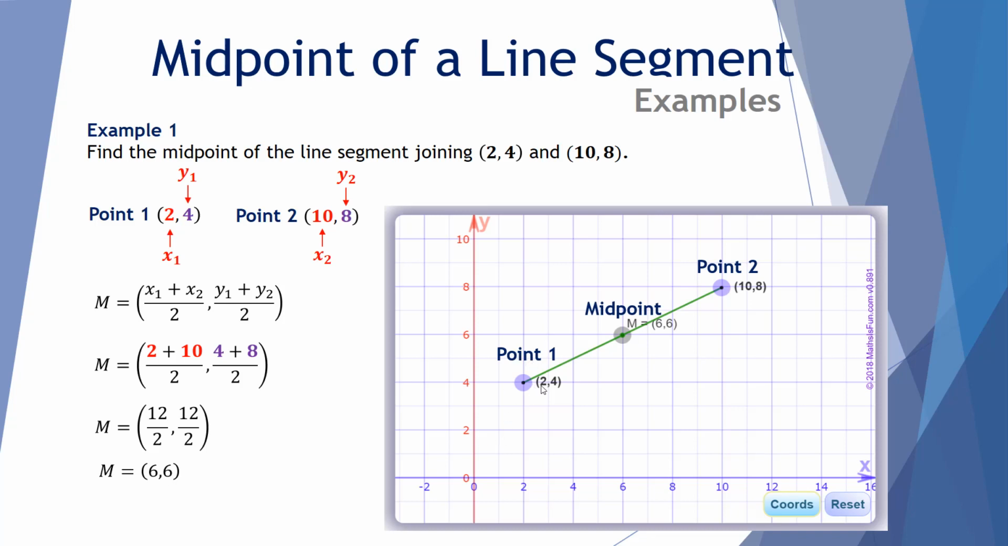Point 1 has got the coordinates x is 2 and y is 4. Point 2 has the coordinates of x is 10 and y equals 8. And the midpoint we just found is x equals 6, y equals 6. Bang in the middle. A nice visual way of supporting our equation.